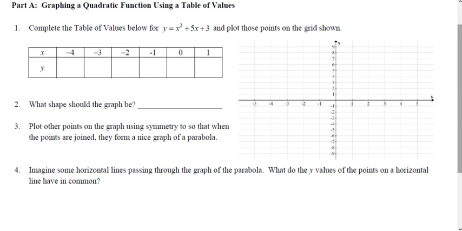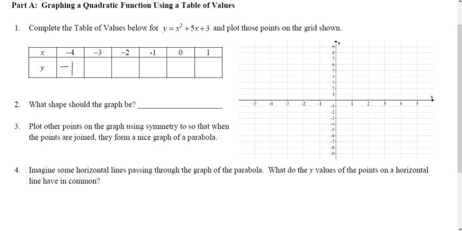We just plug in -4 and square that. -4 quantity squared is 16. 5 times -4 will be -20. That'll give me 16 minus 20, which is -4, plus 3 is -1.